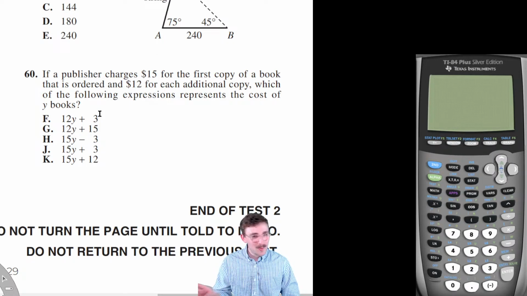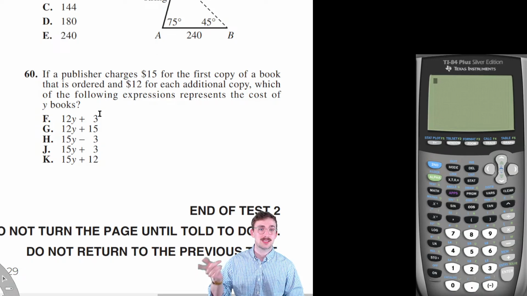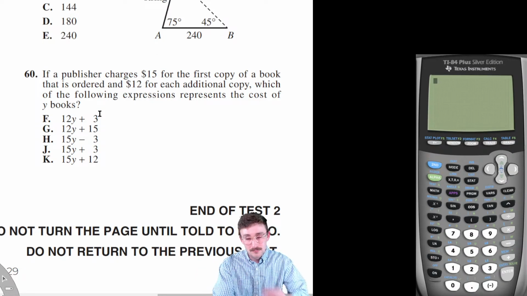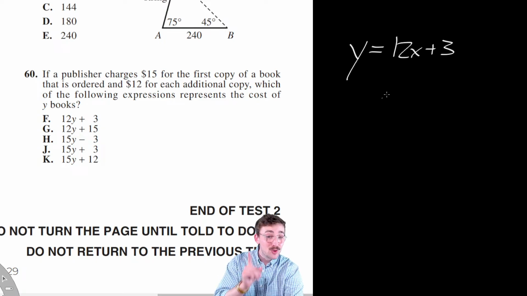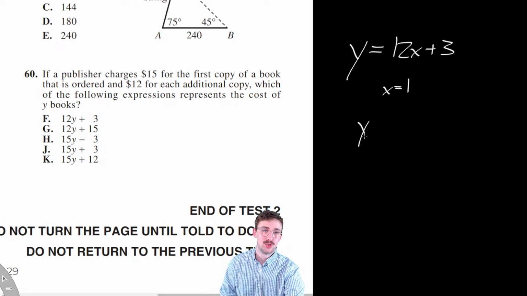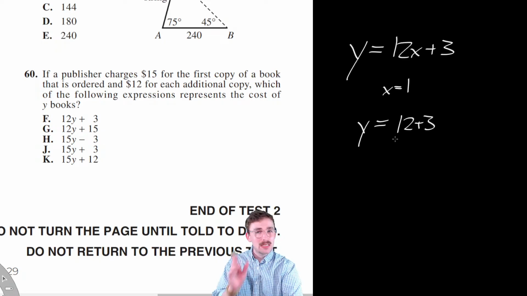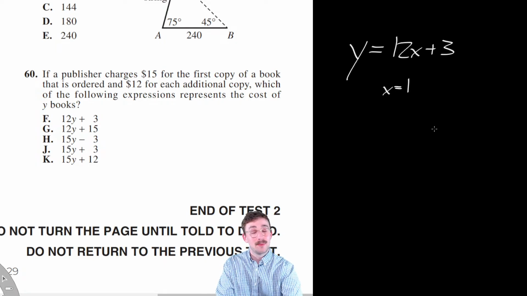So many students miss this because they're like, oh yeah, it's something plus 15. But no, your y-intercept is not 15. Your y-intercept is 3 because y equals 12x plus 3. The first copy, meaning x equals 1, should be 15. So 12 plus 3, which is 15. I recognize this immediately, and that's just because I've seen so many problems. I'm going to give a little speech at the end of this, but one of the things I think is really important is practice, practice, practice. So 12x plus 3.